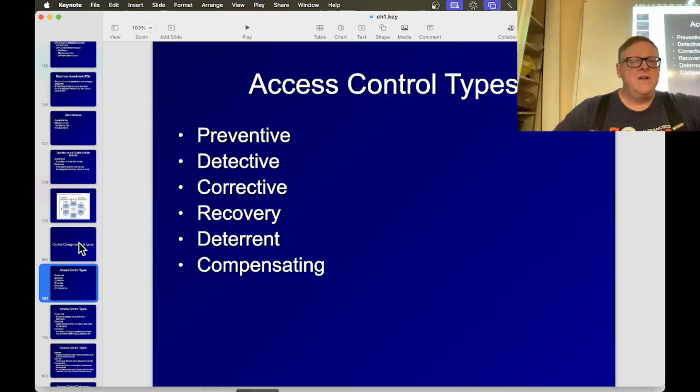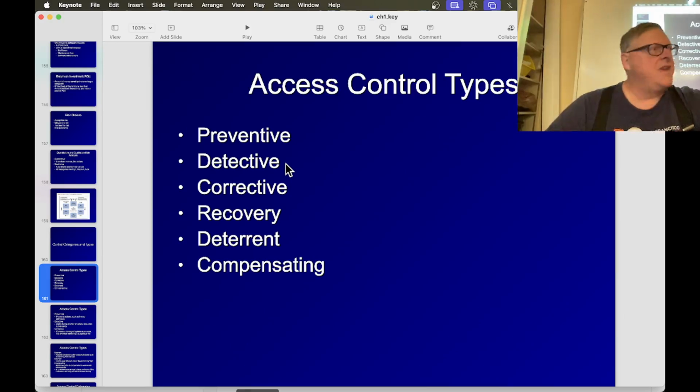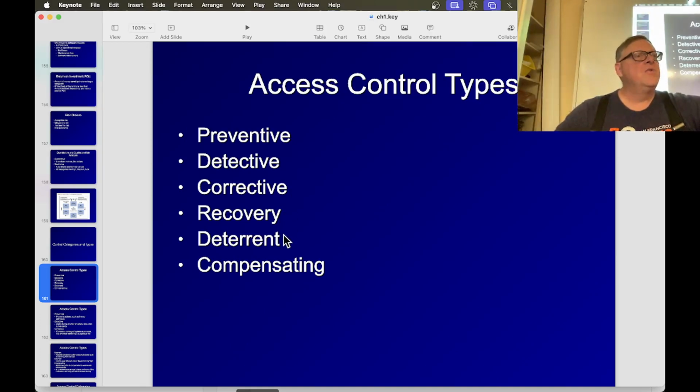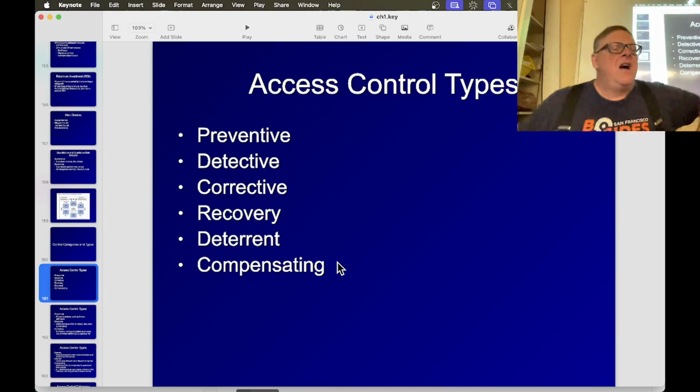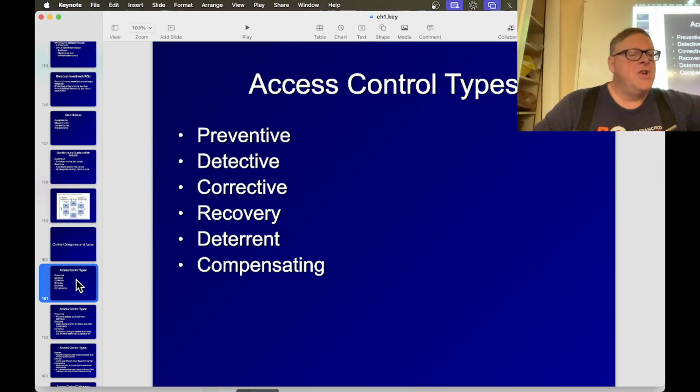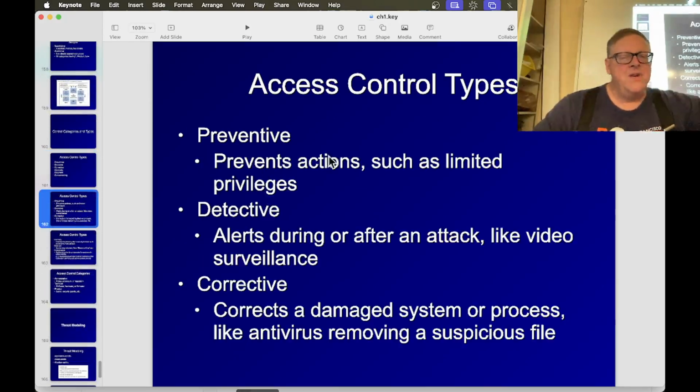So controls, your types of controls: preventive controls prevent an attack, detective controls detect an attack without preventing it, like a security camera, corrective controls repair damage caused by an attack, and recovery controls are similar. Deterrent controls scare away the bad guy without really preventing it, like a sign that says guard dog when there is no dog. And compensating controls compensate for the weakness of another control. So you got them here.